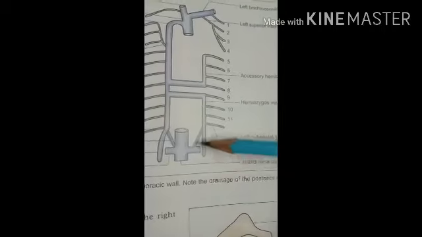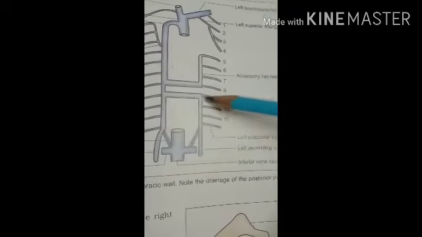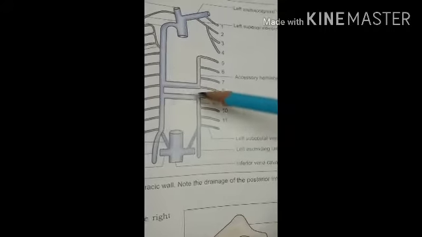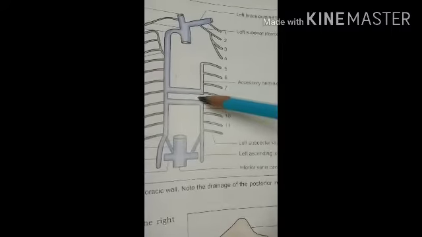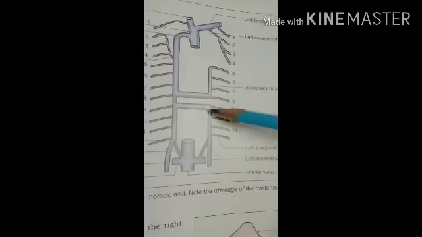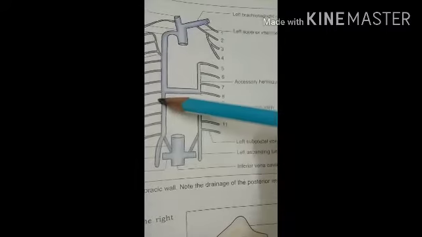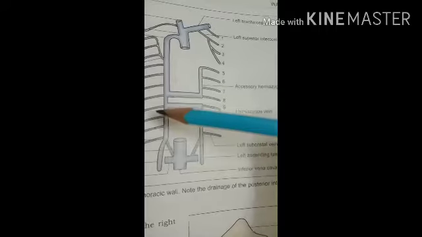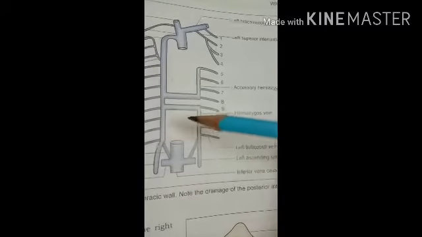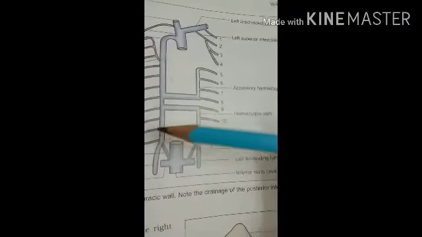Then the course and termination of the hemiazygos vein. It pierces the left crus of the diaphragm and ascends vertically in front of the left side of the vertebral column up to the level of the T8 vertebra. Then at the level of T8 it turns to the right side and crosses the vertebral column posterior to the aorta, the esophagus and the thoracic duct, and then terminates into the azygos vein.